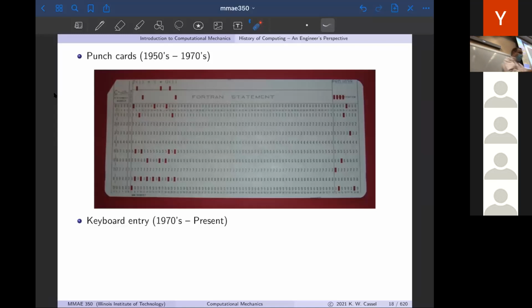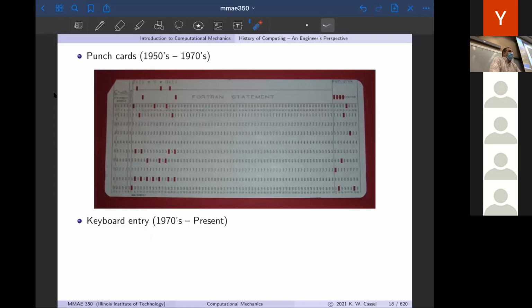But look, these are awesome. They have IT on them, nice corporate logo, campus logo. Anyway, that lasted for about 20 years. And then we finally got to where we are today, which is keyboard entry.